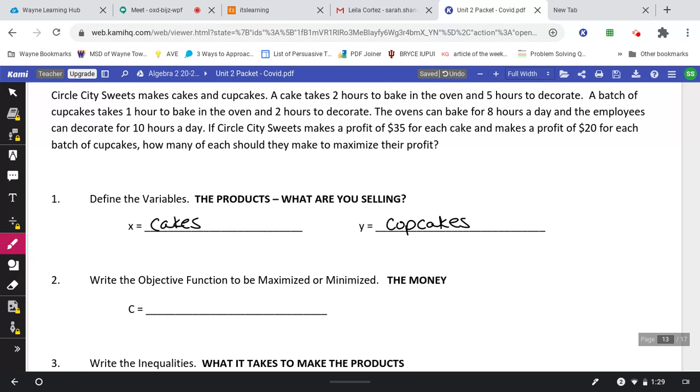Part 2, the objective function to be maximized. We're always talking about here the money. See if you can find the 2 numbers that have to do with money and profit. You should have found the 35 and the 20. Your equation: 35x plus 20y.